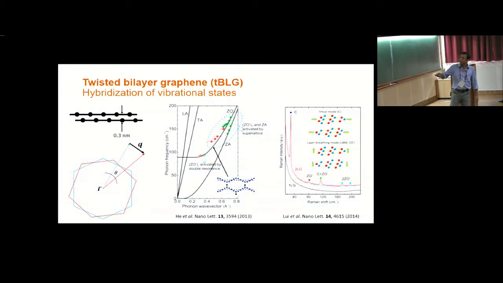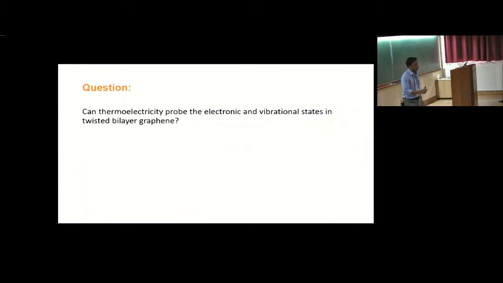Usually these are fairly low energy optical bands, and you can see from the Raman spectroscopy, they come out around 100, 120. There are shear modes as well, which are even lower in energy. So there are these two effects, but the electronic hybridization and phononic hybridizations are usually simultaneous in twisted bilayer graphene. So the question that we ask here is that, okay, can thermopower cast a light on both electronic and vibrational states in twisted bilayer graphene?